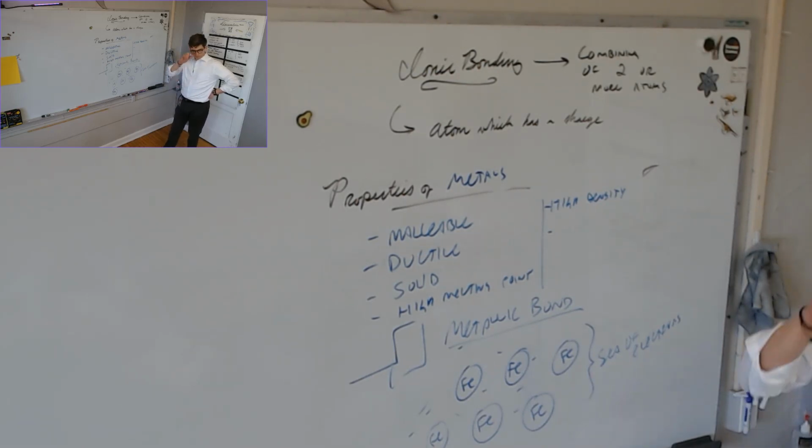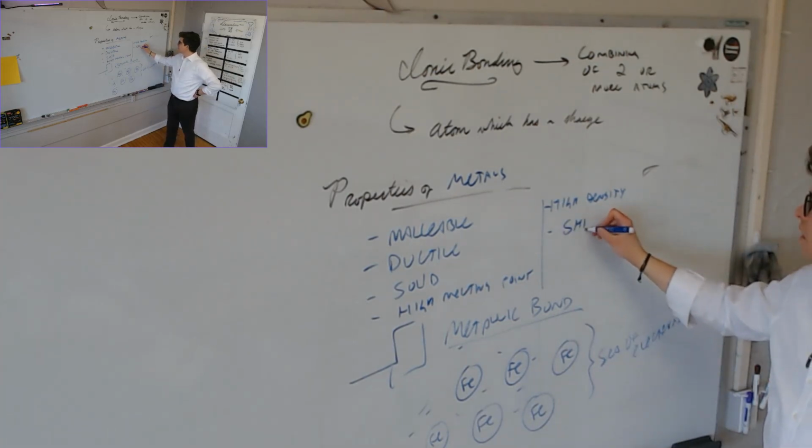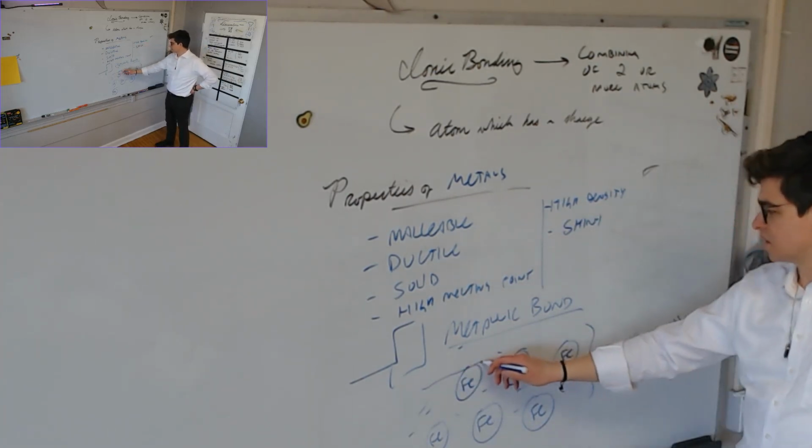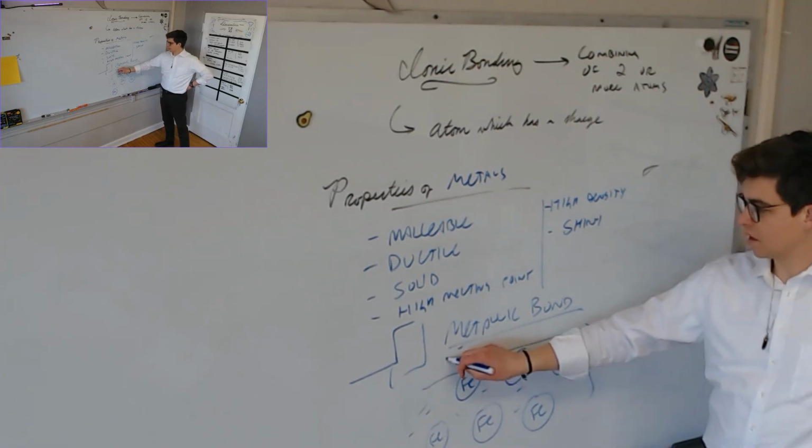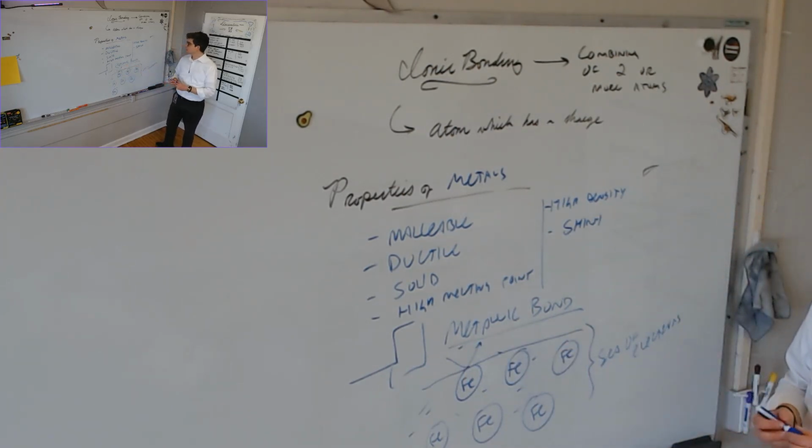You know what metals look like, right? They are generally shiny. And they're shiny because this tends to form a nice flat surface, and when light comes in, it bounces right back out, so they're reflected. So those are the properties of metals.